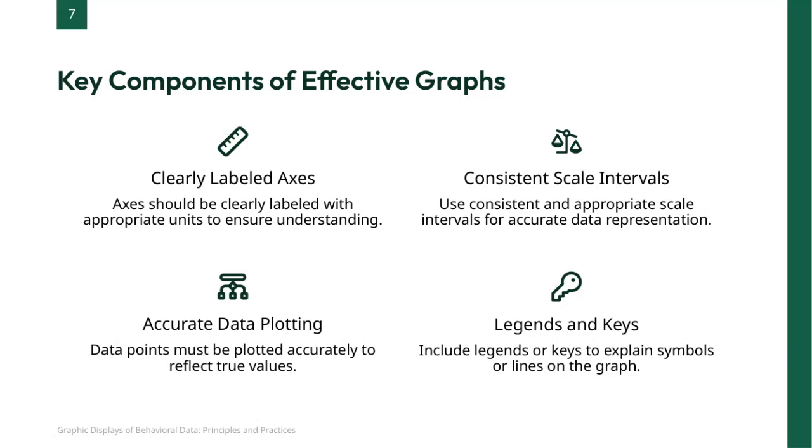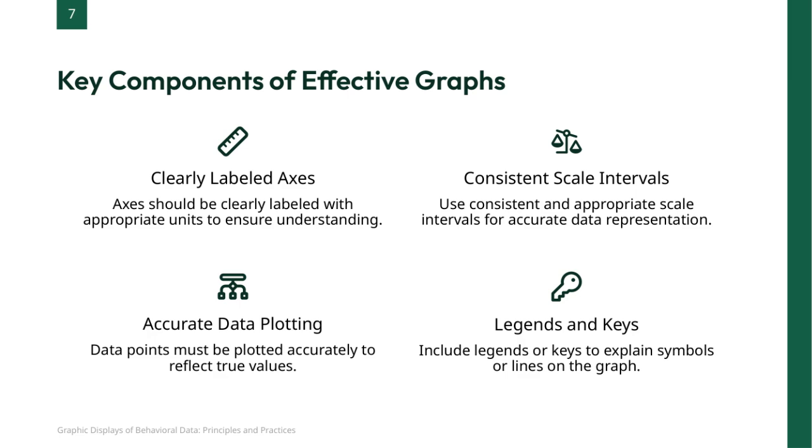When creating effective graphs, there are a few key components to keep in mind. First, clearly labeled axes are essential. This means each axis should have a descriptive label along with the appropriate units, so the viewer immediately understands what the graph represents. Next, consistent scale intervals are crucial. Using regular, well-chosen intervals helps present the data accurately and makes it easier to interpret.